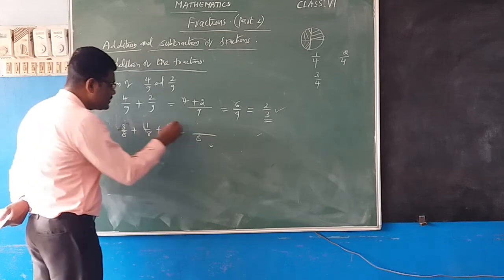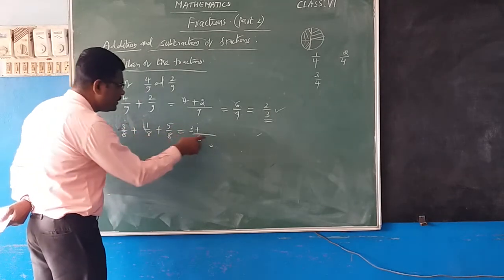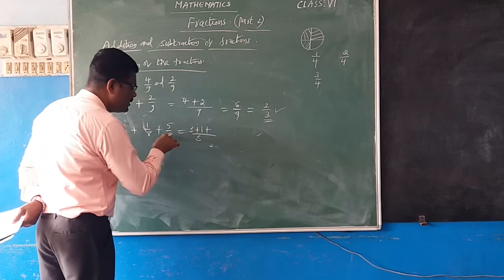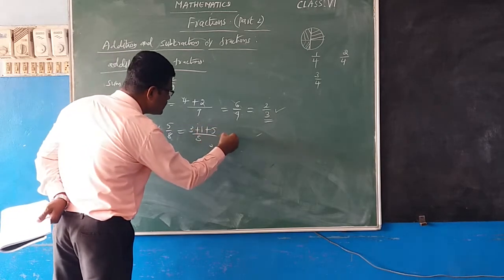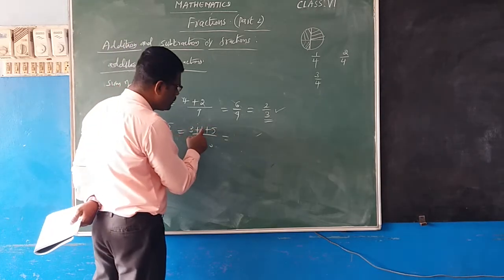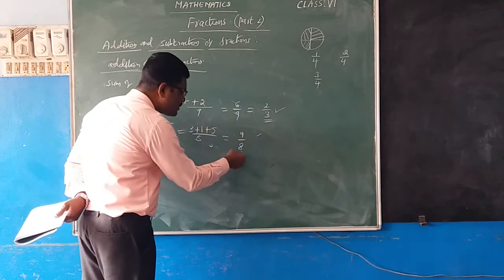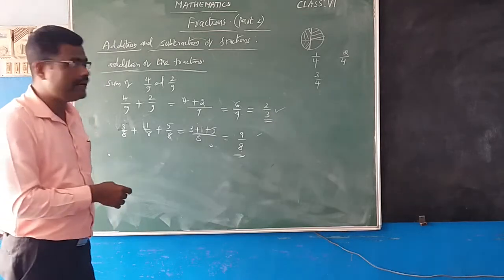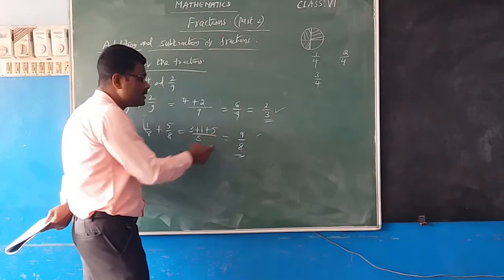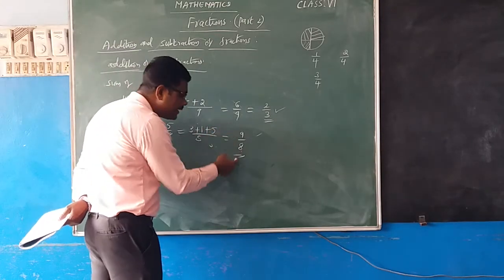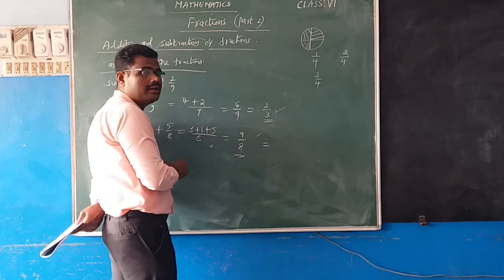So what remains in the numerator? This equalizes, so 3 remains, plus this equalizes, 1 remains, plus this equalizes, 5 remains. That is equal to 3 plus 1 plus 5 is 9 by 8. It is the answer. Can you write it in the simplest form? Yes, it is an improper fraction. It can be written in the form of a mixed fraction.